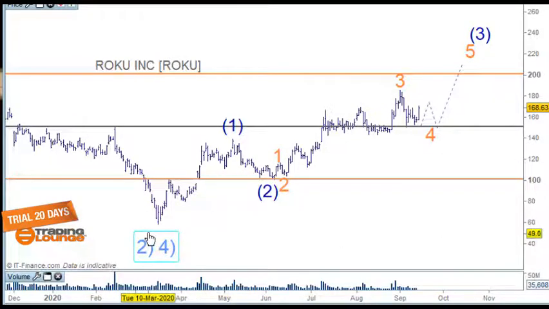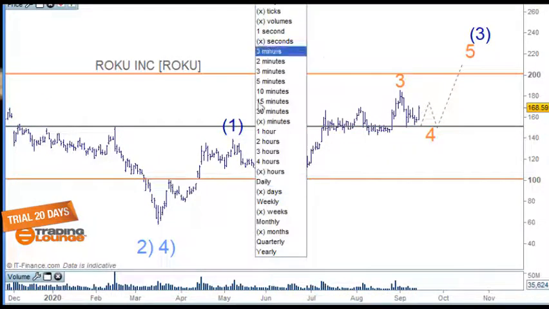Roku manufactures a variety of digital media players for video streaming, and let's take a look. So we have a nice impulse wave to the upside here, and a wave 2 here, and then we're looking from wave 2 up to wave 3 here. So I'm assuming that we've got wave 1 and 2 in here, and then 1 and 2 here, and then 1 and 2 and 3 and 4 and 5 here for this move, and 4 and 5.